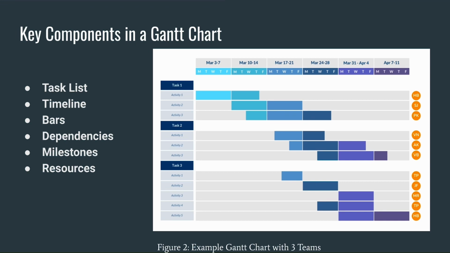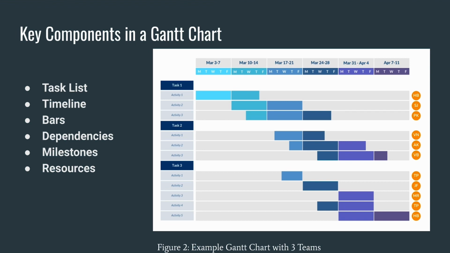Overall, these key components work together to provide a comprehensive visualization representing the project's timeline, tasks, dependencies, milestones, and resources, which aids the project managers in planning, tracking progress, and effectively managing project execution.